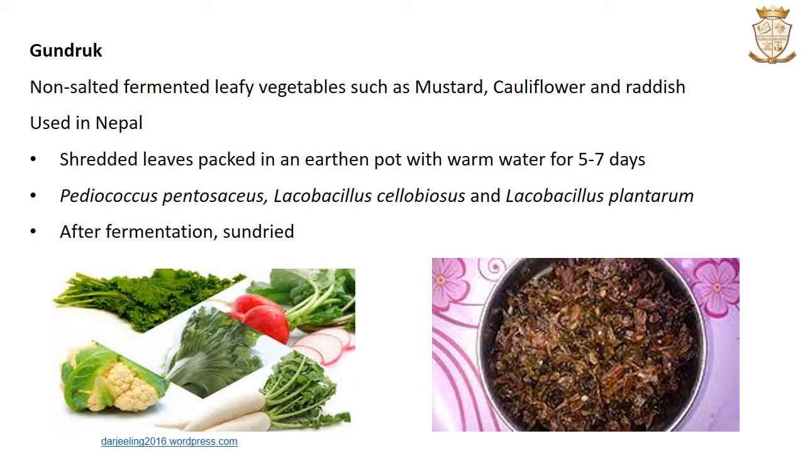The next fermented vegetable is gundruk. This is a non-salted fermented vegetable made from leafy vegetables such as mustard, cauliflower, radish, etc. This is used in Nepal. For the production of gundruk, shredded leaves of the above said vegetables are packed in an earthen pot with warm water for about 5 to 7 days. During fermentation, Pediococcus pentosaceus, Lactobacillus cellulosus and Lactobacillus plantarum will grow. After fermentation, the product is sun-dried to remove the moisture content.